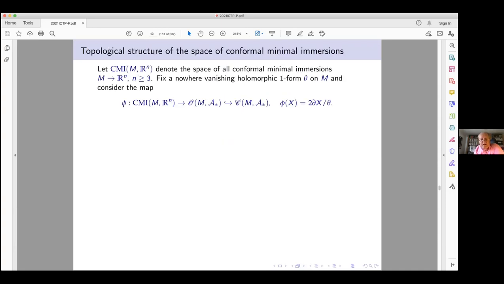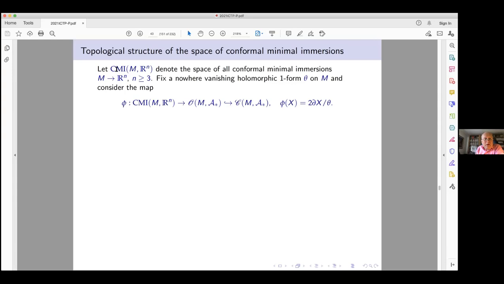Okay, so what is the next result which we proved by this technique? The next result is that we can actually describe quite completely the topological structure of the space of all conformal minimal immersions from a given Riemann surface M.